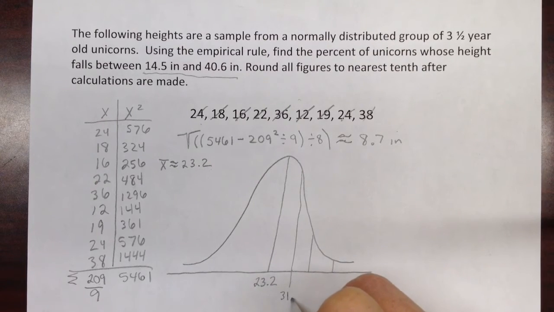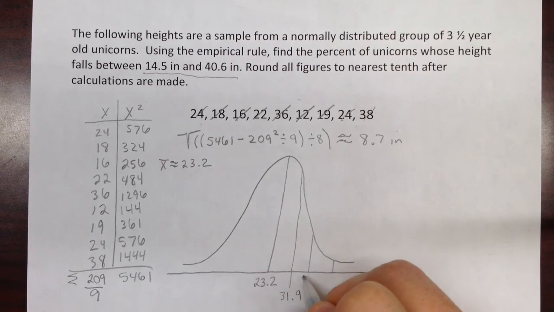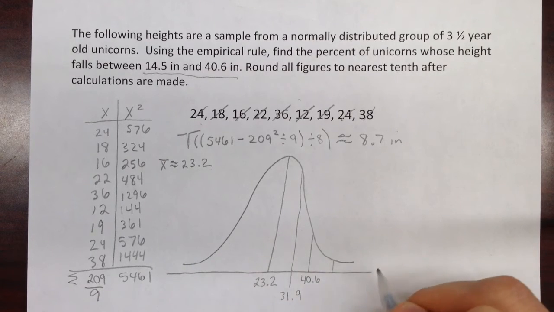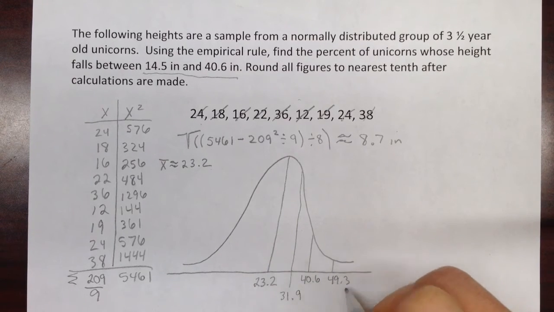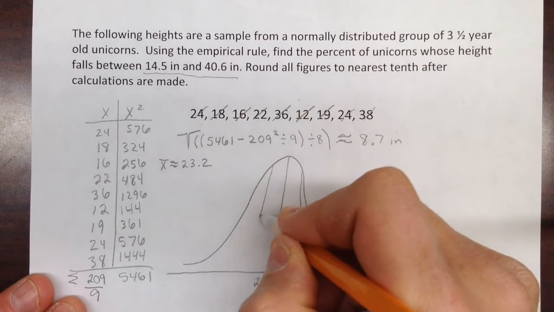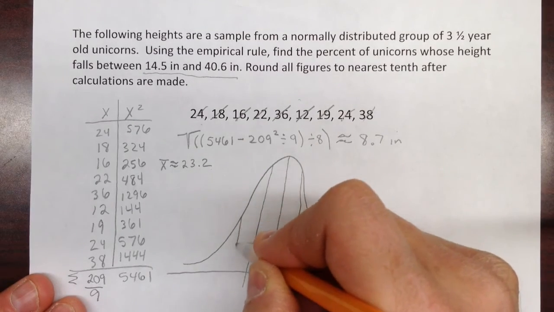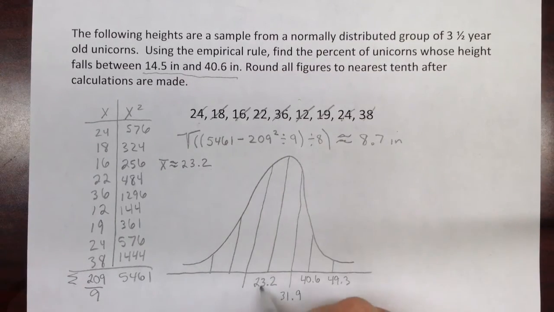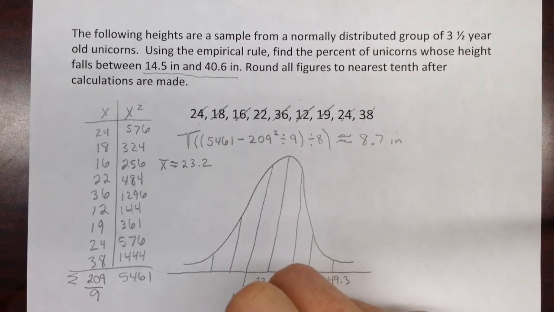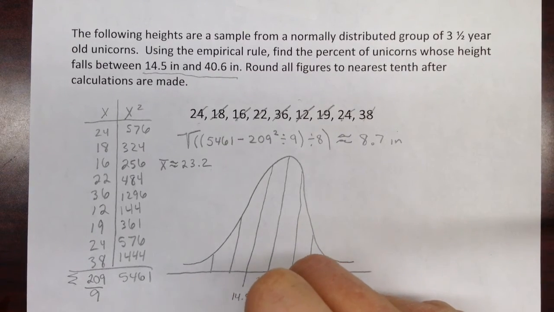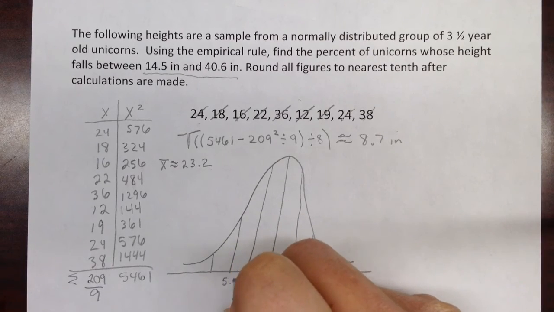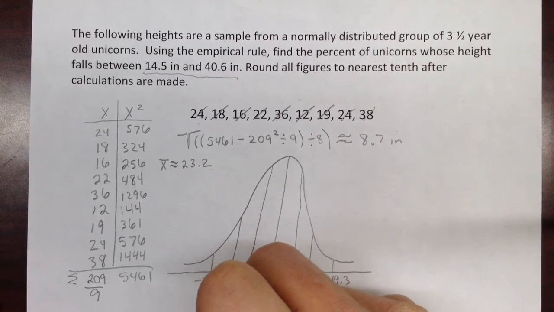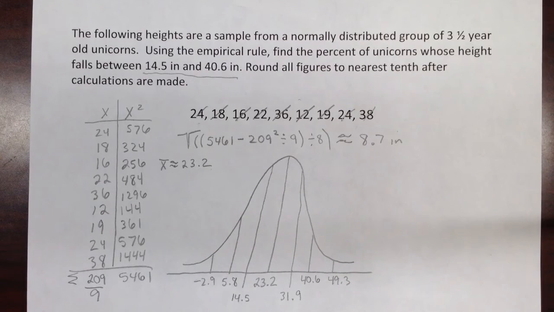So this is 31.9, 40.6, and then 49.3. We'll also subtract one standard deviation from each of these, coming down this way in the same way, taking 8.7 away again from 23.2 to give us 14.5, 5.8, and then we get negative 2.9, which doesn't really make sense because you can't really have a height that's negative, but it's okay. It doesn't make a difference for this problem. It'll work. All right, then after that, we're going to answer the question.